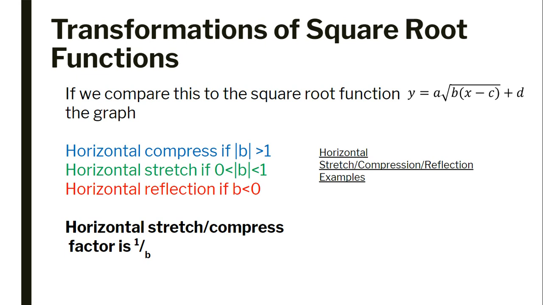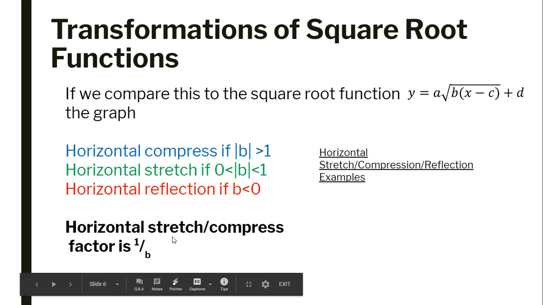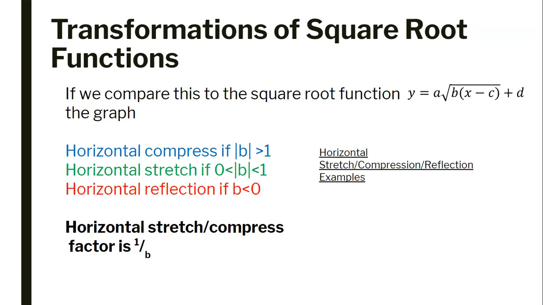Let's take a look at the parameter B. Now the parameter B is horizontal compression, stretches, and reflections. And it is a little bit different from A. So make sure you take your time here and really understand. If B is greater than 1, it is a horizontal compression. If B is less than 1 but greater than 0, it's a horizontal stretch. And in both cases, it's by a factor of 1 over B. If B is negative, then we have a horizontal reflection.